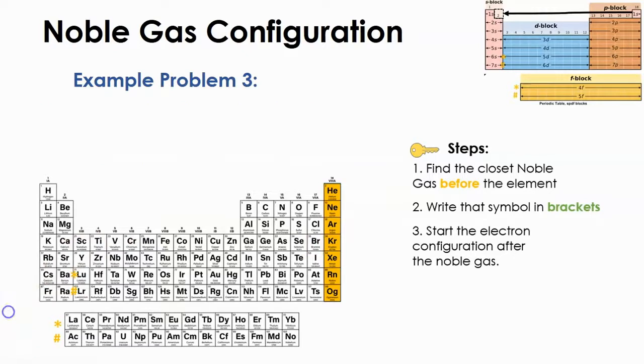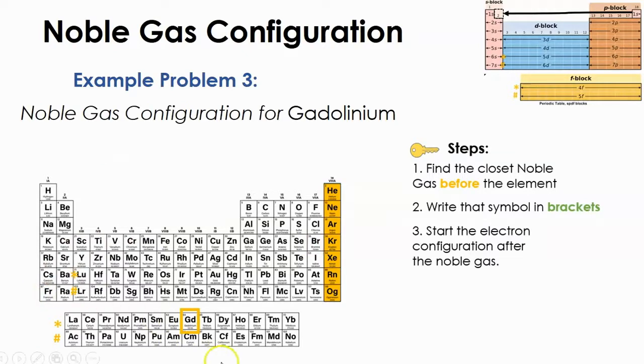Our next example is for element 64 in the f block. If we take a look, our f block, the asterisk is right over here, the first row. So the closest noble gas to that is going to be xenon. You take xenon, you put it in brackets, and you start the configuration after xenon. So we have 6s2, and now we are into the f block, which we remember is n-2. And so it's 1, 2, 3, 4, 5, 6, 7, 8. So 4f8.